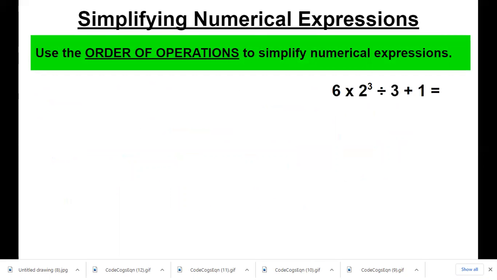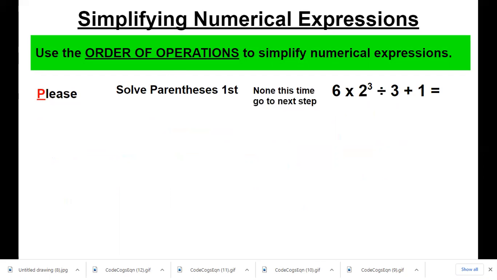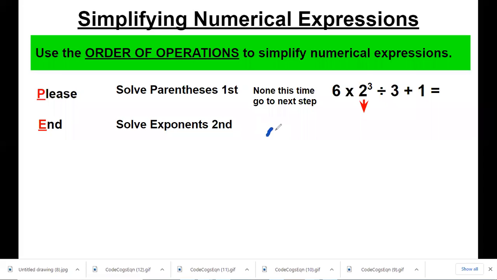Let's try 6 times 2 to the third divided by 3 plus 1. Start with parentheses first. Do you see any parentheses? Nope. None this time, so go to the next step. Exponents. I see 1 there, so 2 to the third power. What is that? Well, 2 to the third power is 2 times 2 times 2. What does that equal?